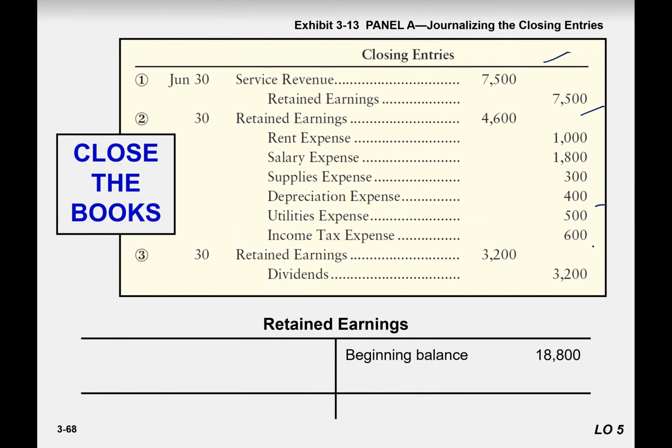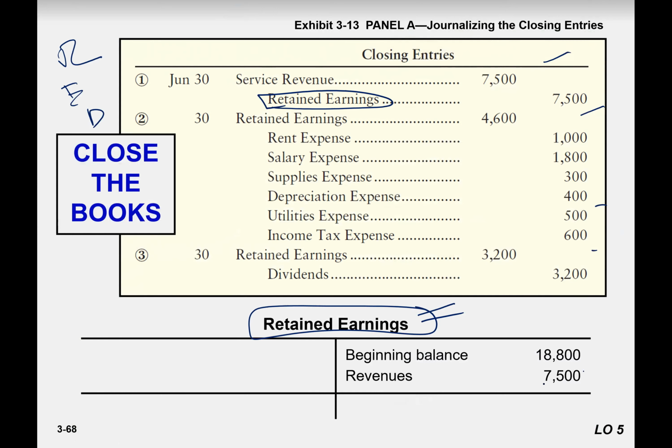The closing entries, how it works. So, closing down of revenue, expense, and dividend, how it affects the retained earning account. So retained earning is credited by 7,500, see here, and then expenses, all 40, this all belongs to 4,600.